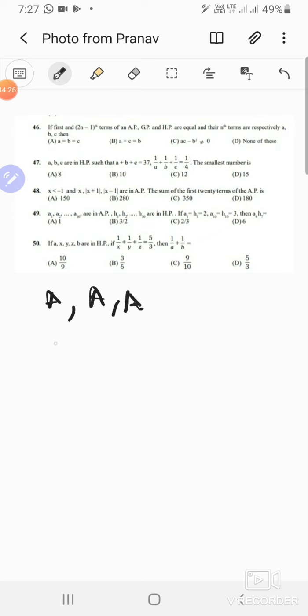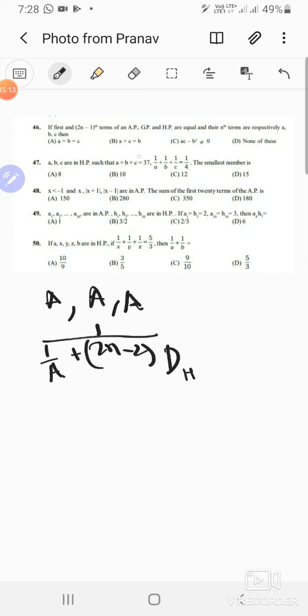So for the harmonic progression, the first term is capital A, which means that for the corresponding arithmetic progression, the first term is 1 by capital A. The difference, let's say, is dh, so plus 2n times dh. That's going to be the reciprocal of the (2n minus 1)th term. Wait, 2n minus 1? It's supposed to be 2n minus 2 then, into dh. That is going to be the (2n minus 1)th term of that harmonic progression. That should be equal to... oh come on, this is not cool.